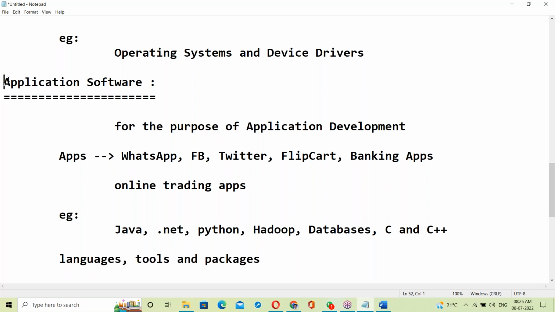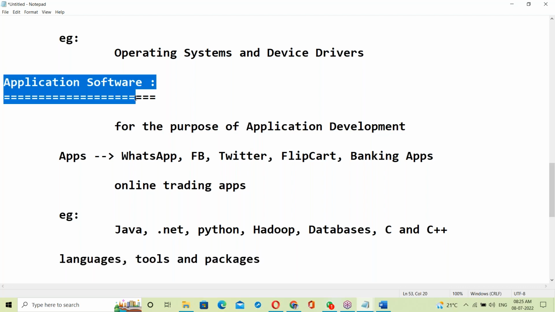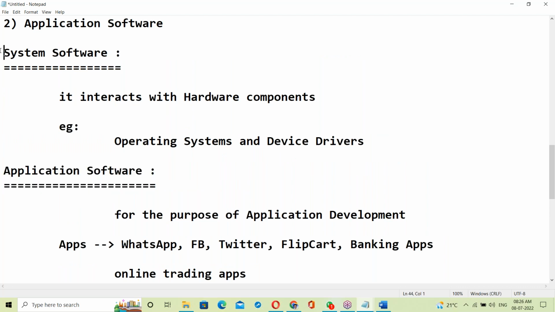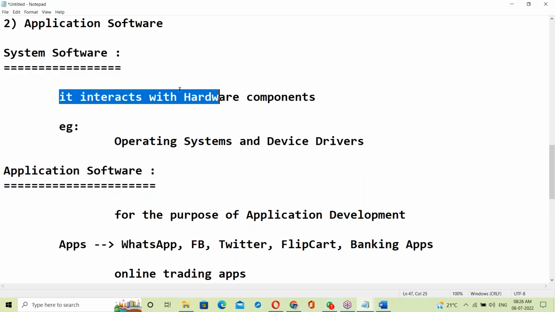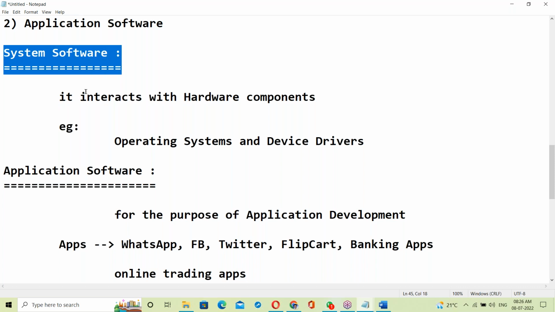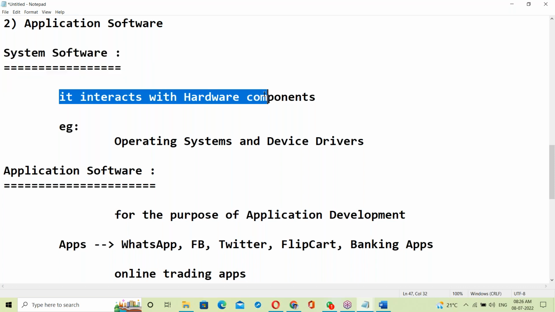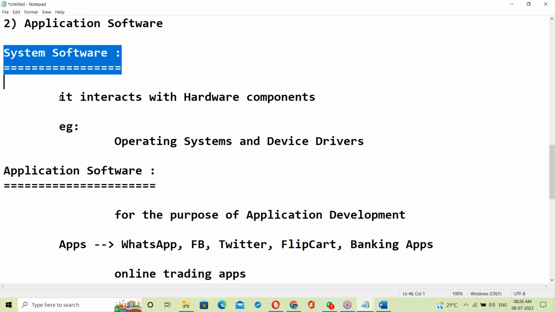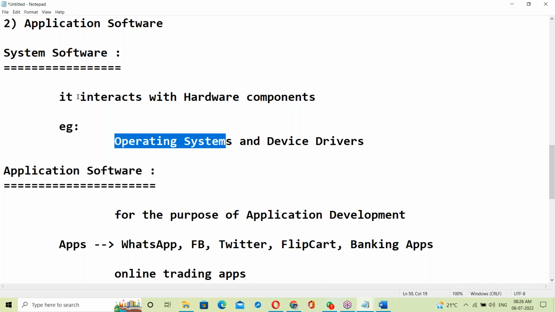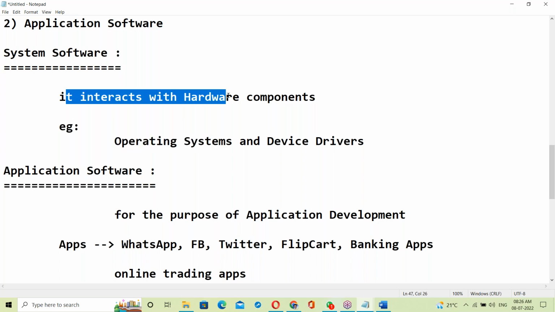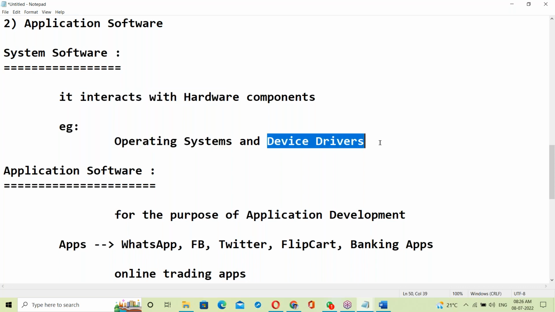So what exactly is application software? First, system software interacts with hardware components. Only the OS can interact with hardware, others cannot. Of course, here, device drivers.